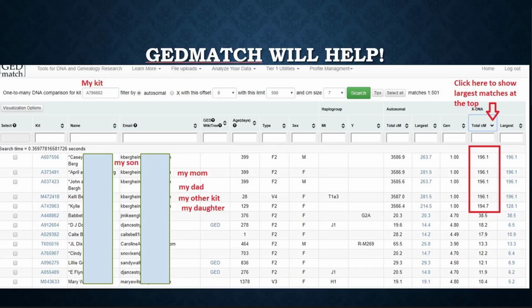So I have another kit. How many of you have more than one kit uploaded? You might have Ancestry and Family Tree, or you might have 23andMe, and so you have two different kits.